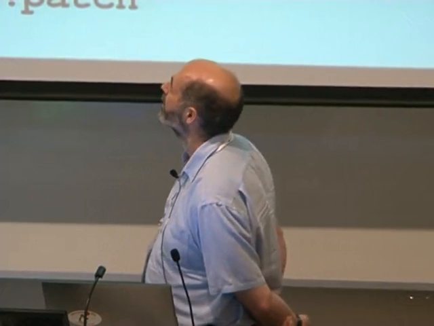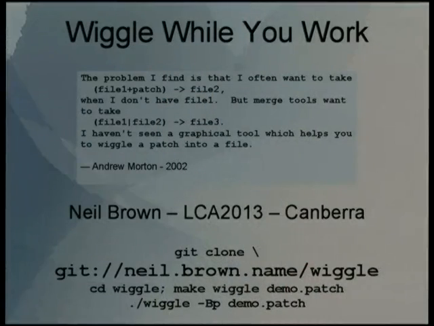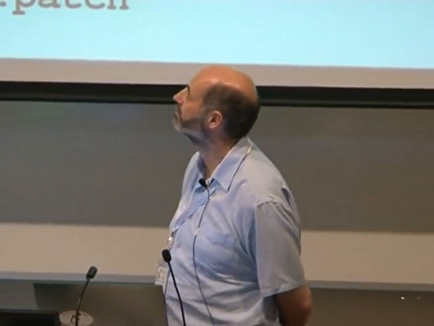I can't remember whether I started writing the solution before or after Andrew Morton made this quote that I've got up on the board, but it exactly fitted with the ideas I'd been having, and hence I chose a word out of his quote as the name of my project. The problem, he says, that he finds is that I often want to take a file plus a patch, where the patch doesn't apply perfectly, and merge that to create a new file, but all the merge tools take a file plus a file to make a new file. I haven't seen a graphical tool which helps you wiggle a patch into a file. So I wrote a program that would wiggle a patch into a file.